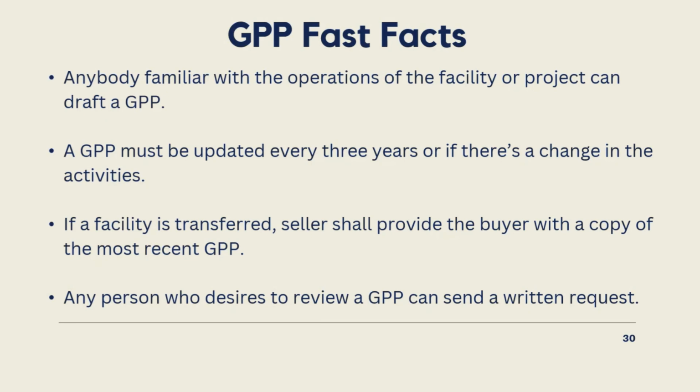GPPs are valid for 3 years, so every 3 years you'll need to submit a new GPP or keep a GPP on record. You don't have to submit it into the state if you don't want to. You just have to have it on site. It has to be available upon request. I think it's 7 days upon request. 30 days for a new site, 7 days for a pre-existing site, I believe.